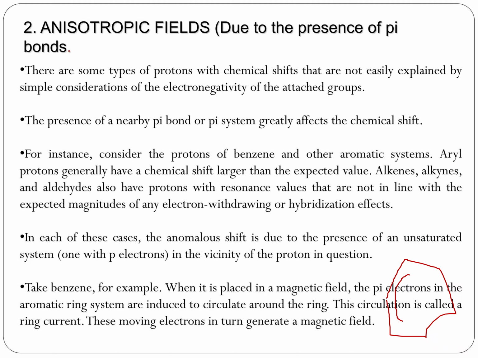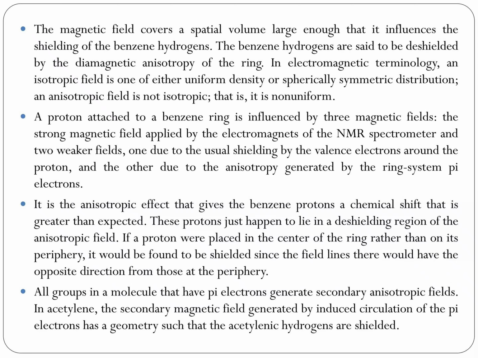To draw the structure of benzene, we actually draw it in that way. This is the ring. So the magnetic field covers a special volume large enough that it influences the shielding of the benzene hydrogens. The benzene hydrogens are said to be deshielded. Because of what? Because of the delocalization, by the diamagnetic anisotropy of the ring.